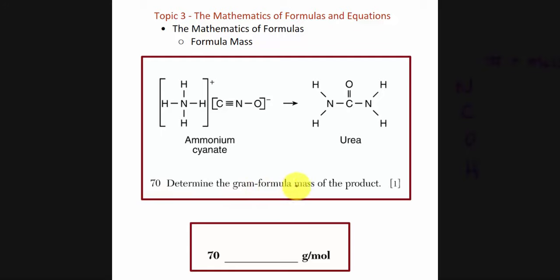Question 70. Determine the gram formula mass of the product. So this is a topic 3 question. It's a formula mass question. We have the formula, written as a structural formula. But to get the formula mass, we have to count up how many atoms of each type we have, multiply each of those values by their mass values, and then add the whole thing up to get the total.